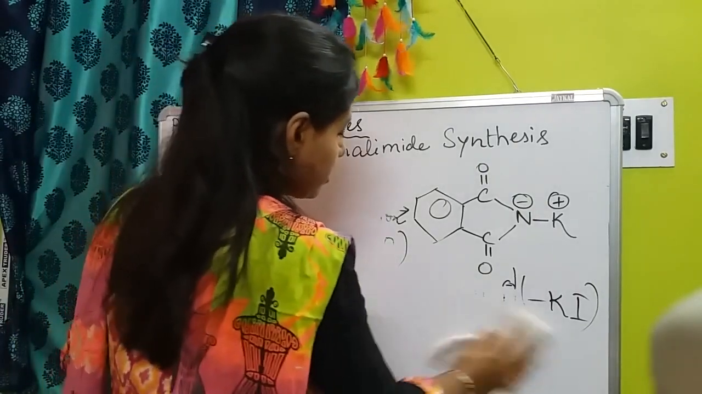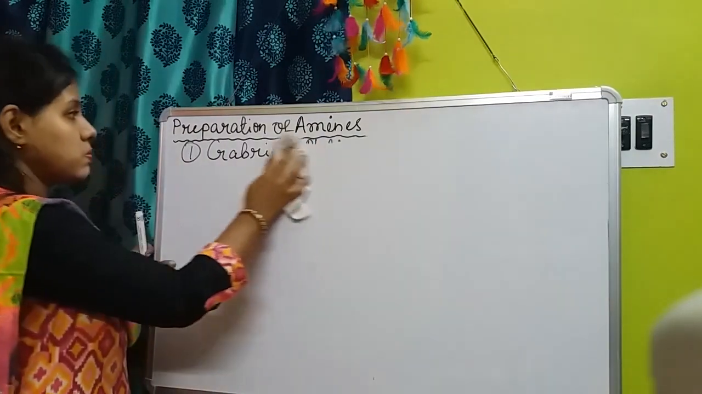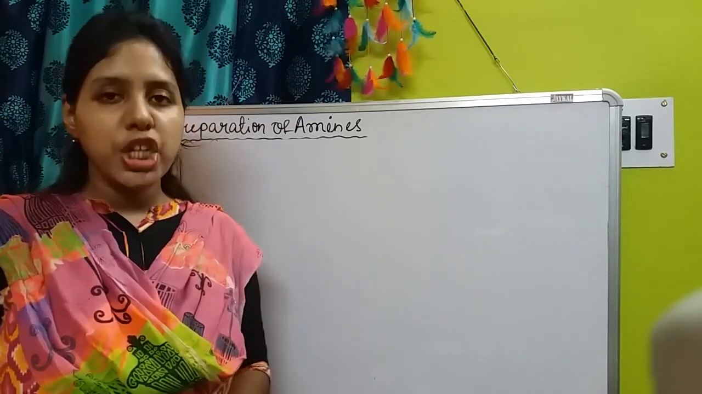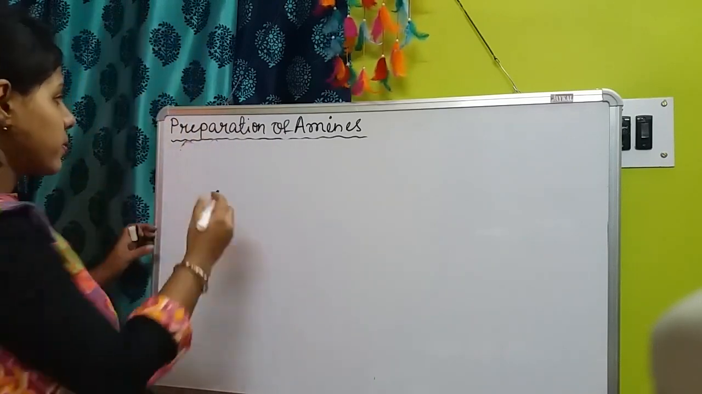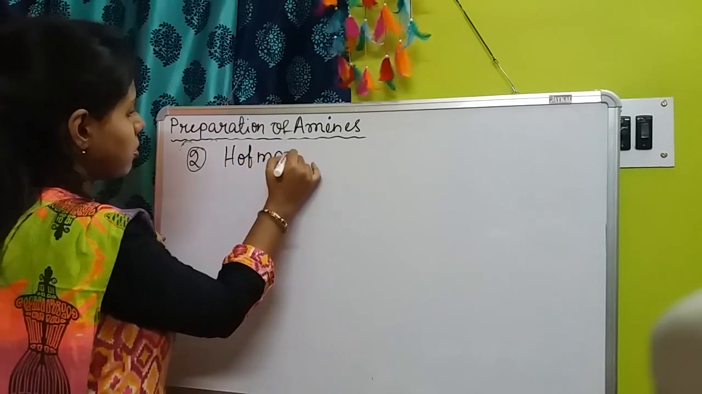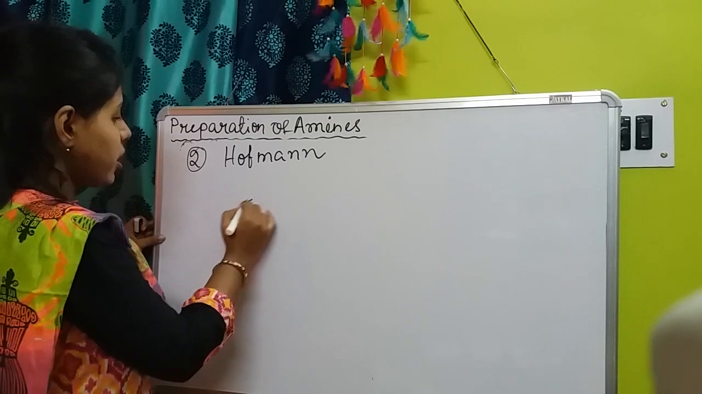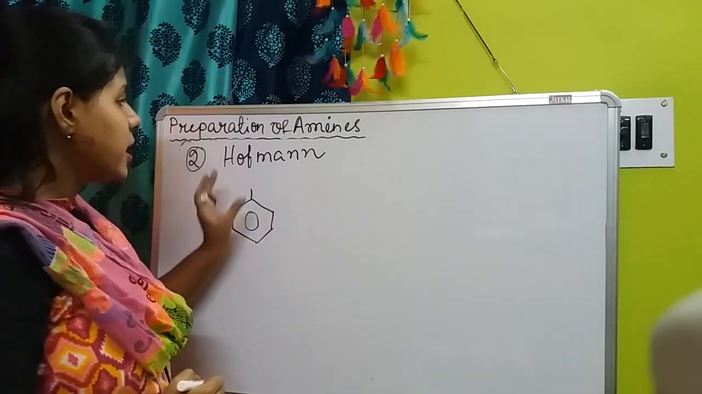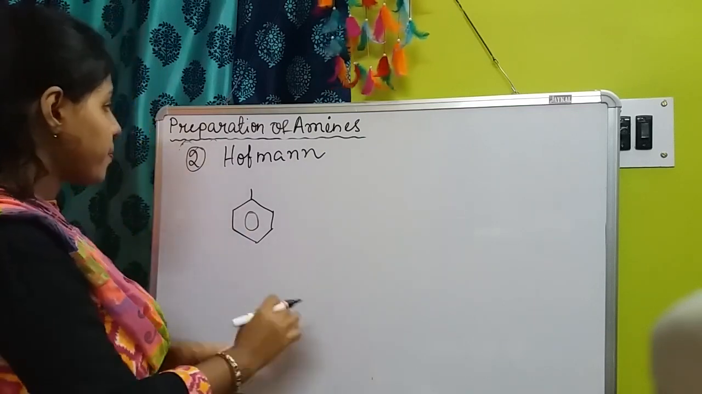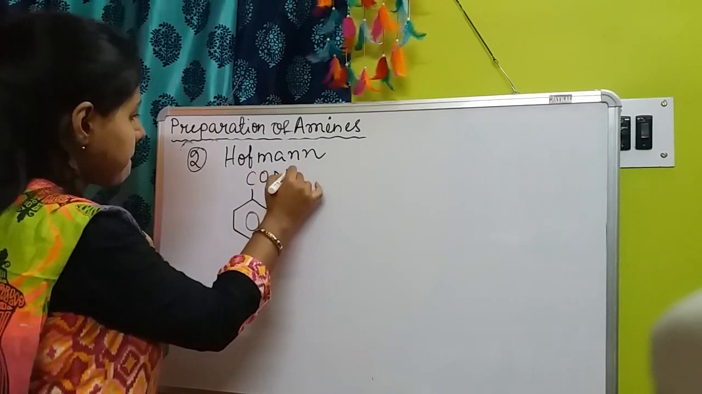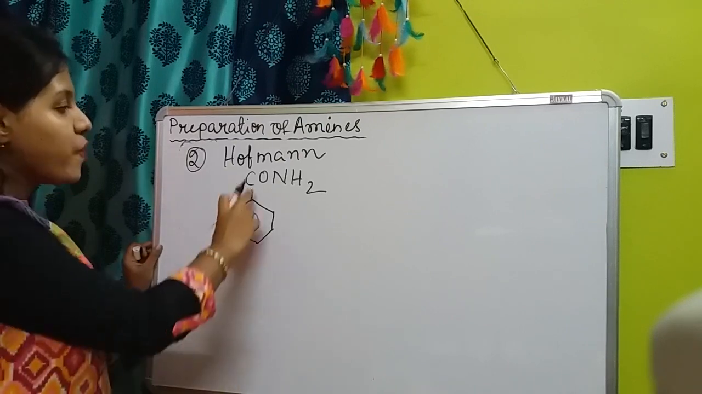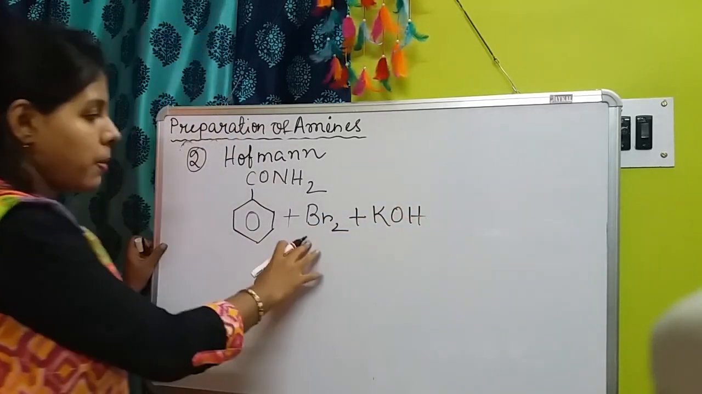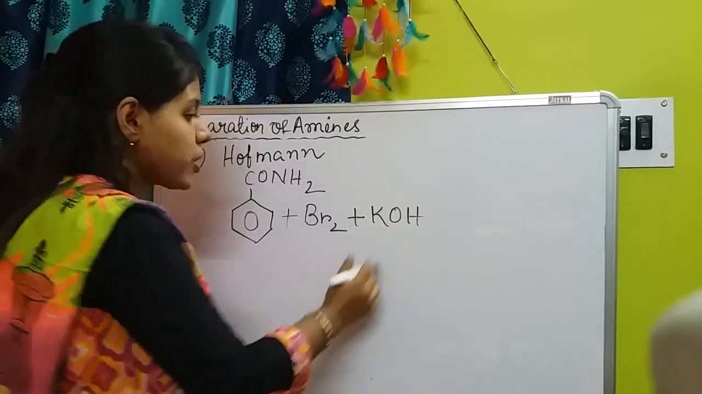Okay, now the next reaction, which I have told very briefly in our earlier class, is Hofmann degradation, Hofmann bromamide degradation reaction. Here we could use any type of compound. Like here I am starting from an aromatic compound. So this is benzamide, benzene with CONH2 group, benzamide along with bromine plus KOH, bromine or chlorine in presence of a strong base like KOH, it will form.